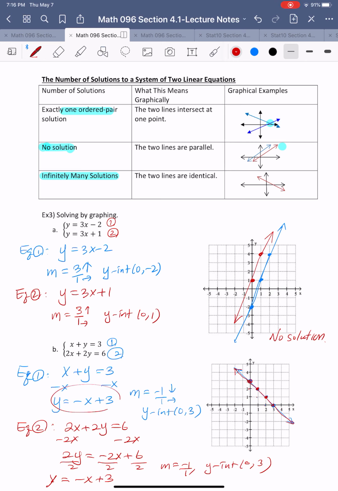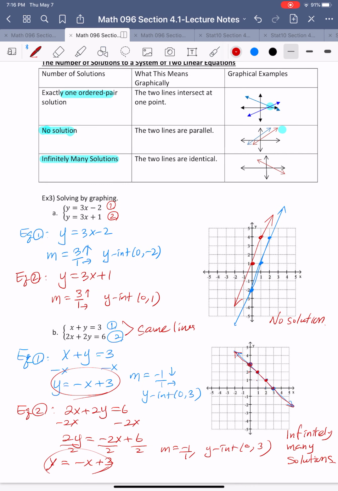And you notice that the equations come out looking the same, right? So in this case, the two lines are exactly the same. So these are the same line, which means there are infinitely many solutions. Okay, so that's how you find the solution for the system by graphing. Thank you for listening.